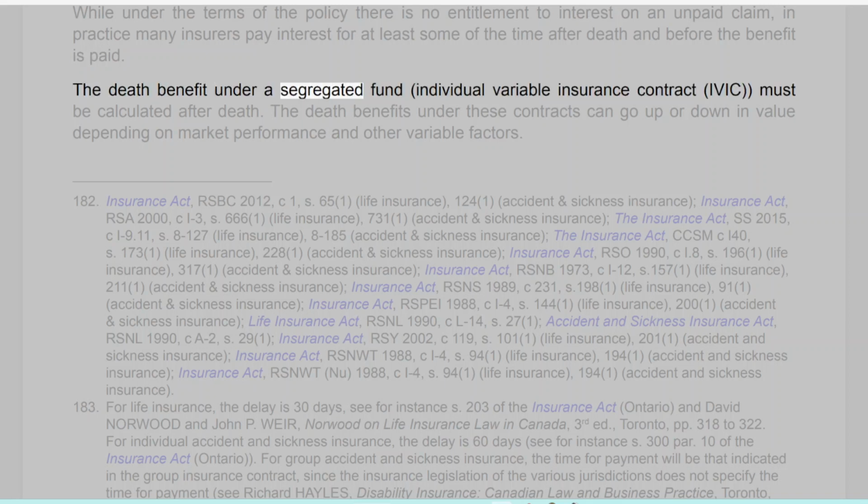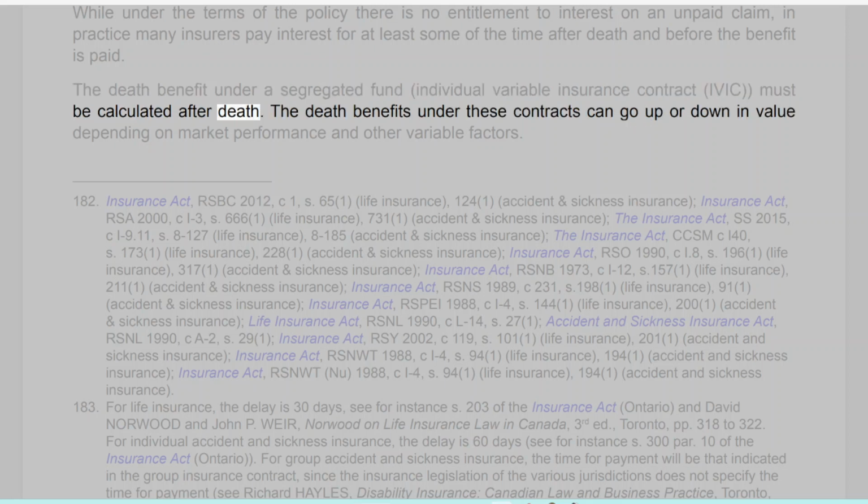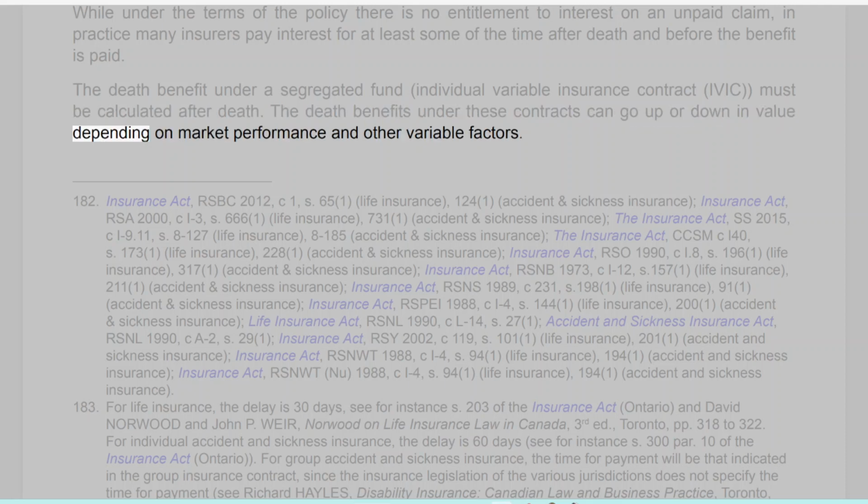The death benefit under a segregated fund, individual variable insurance contract, IVIC, must be calculated after death. The death benefits under these contracts can go up or down in value, depending on market performance and other variable factors.